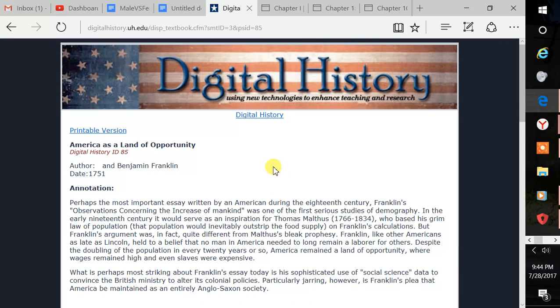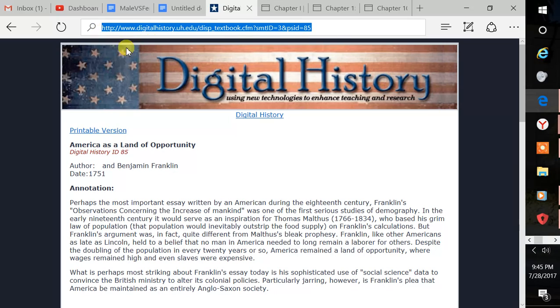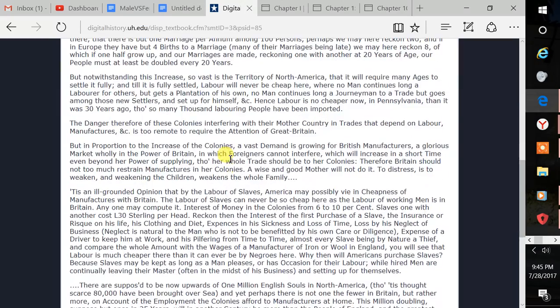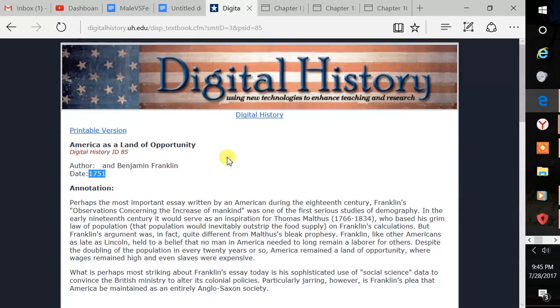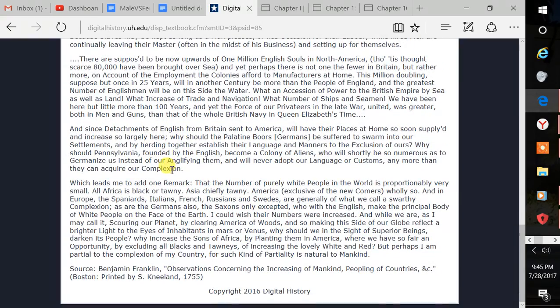So to lay the foundation for the myth of whiteness part 2, as usual, I'm going to refer you to this particular article online that I showed you guys in part 1, which was a letter by Benjamin Franklin called America as a Land of Opportunity, and it was written in 1751. And as usual, I'm going to scroll down the page because I want you guys to take note of that year. 1751 is a very important year for the rest of this video, so you have to remember that year right there.